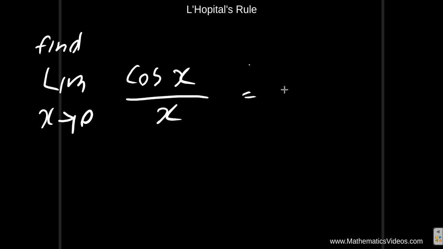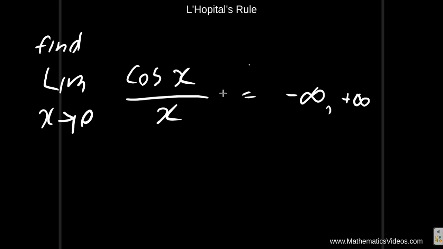For values to the left, negative values approaching 0, it is negative infinity. And for positive values, that means from the right going back down to 0, it is positive infinity.